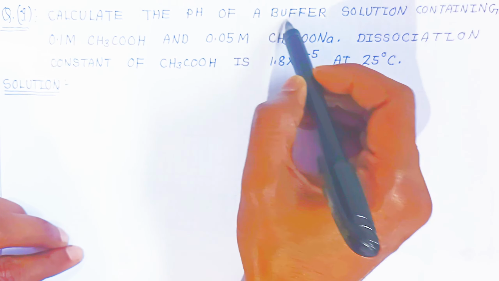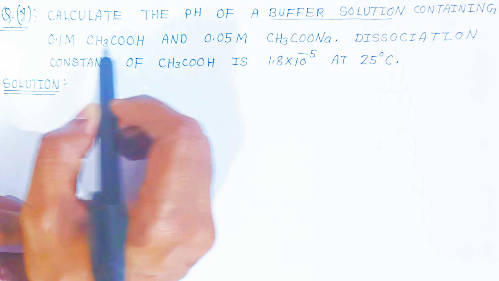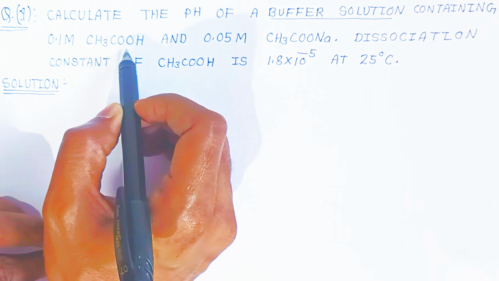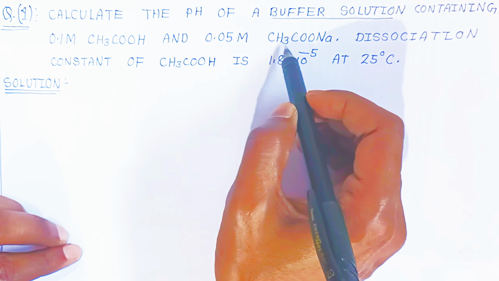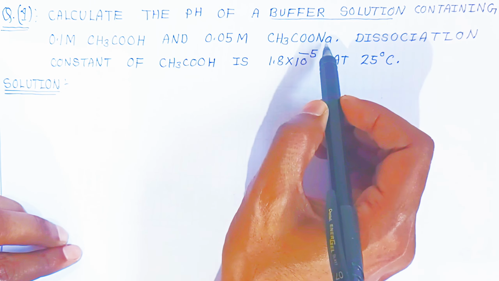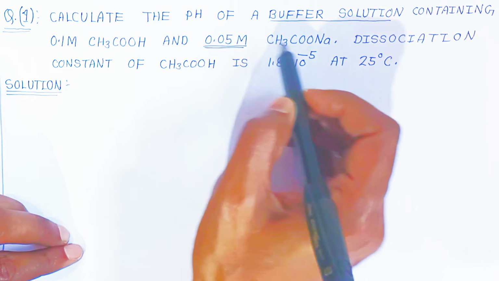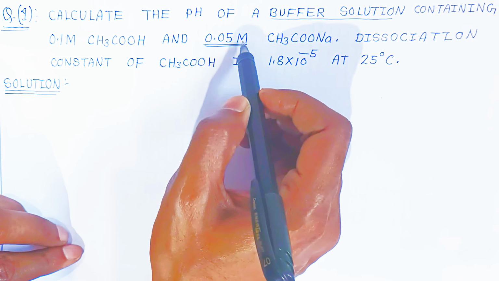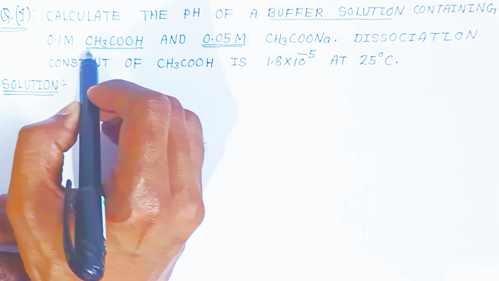See students, here a buffer solution is given containing an acid. This is acetic acid, CH3COOH, with concentration 0.1 molar, and 0.05 molar sodium acetate. This is the salt of acetic acid, which we call sodium acetate. Both concentrations are given: the concentration of sodium acetate salt is 0.05 molar and acetic acid is 0.1 molar.